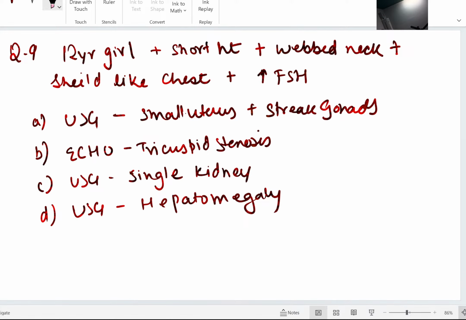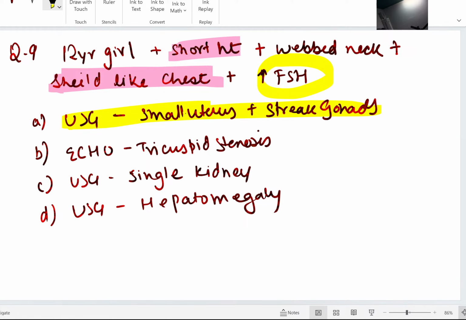Short height and shield-like chest is present in Turner. They have further supported you by saying that FSH is high, right? So FSH is high in ovarian failure. So the answer is ultrasound, small uterus and gonad. Take the next question.